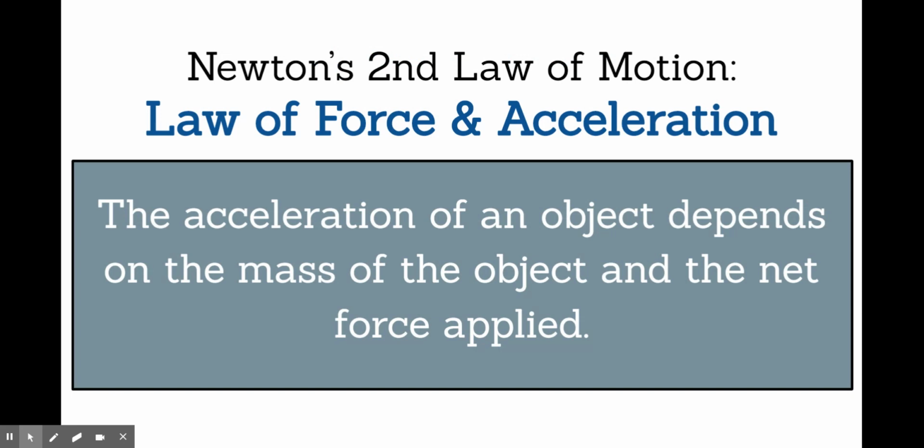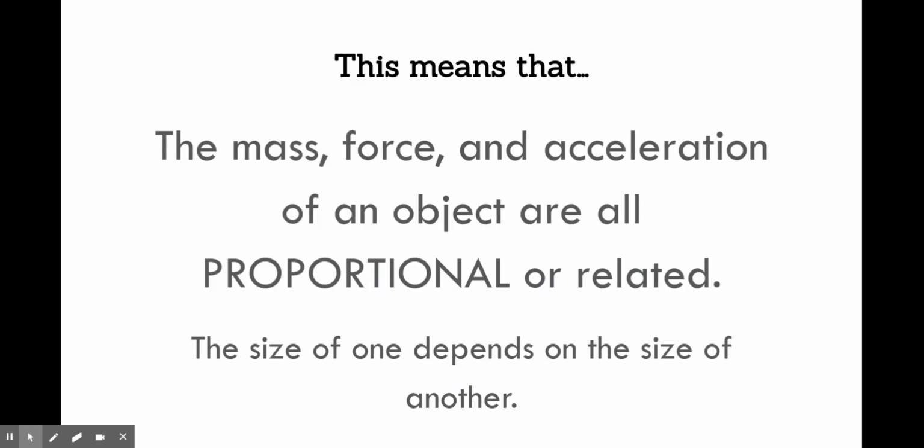This is what Newton's second law actually says. The acceleration of an object depends on the mass of the object and the net force applied. You've likely experienced this in your everyday life, and you just never really realized it yet. So what it means is that the mass, the force, and the acceleration of an object are all proportional or related. The size of one depends on the size of another.